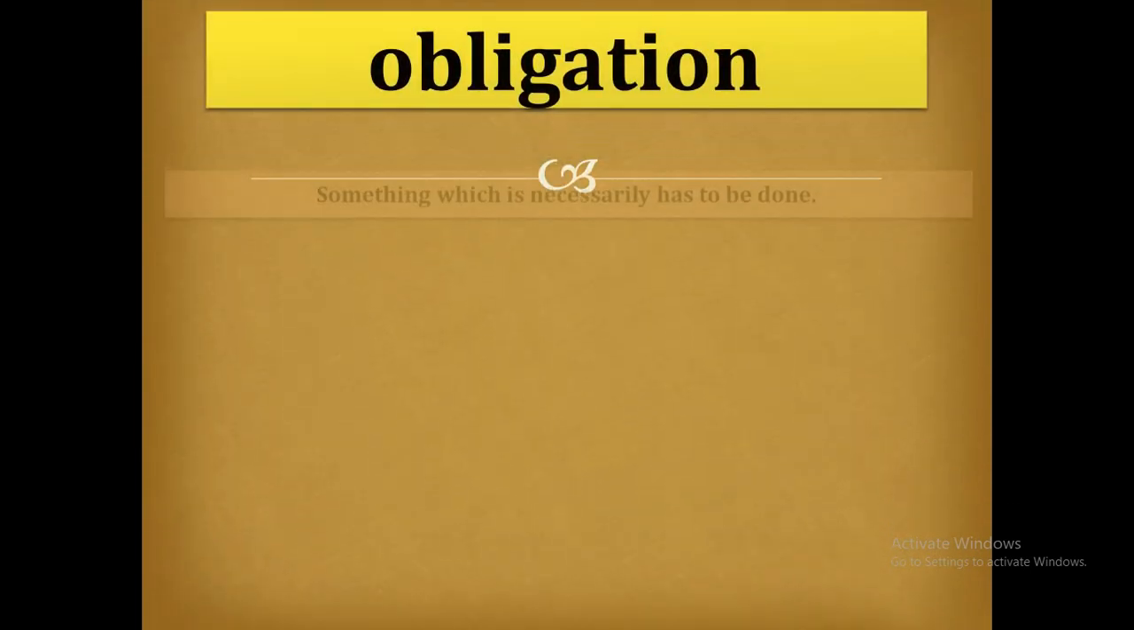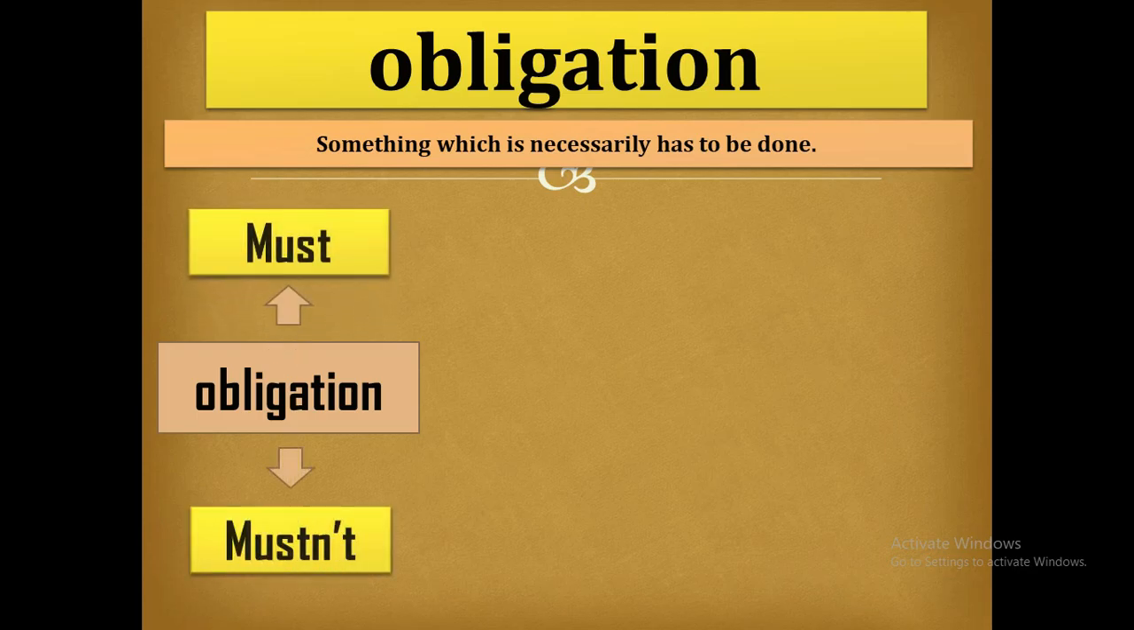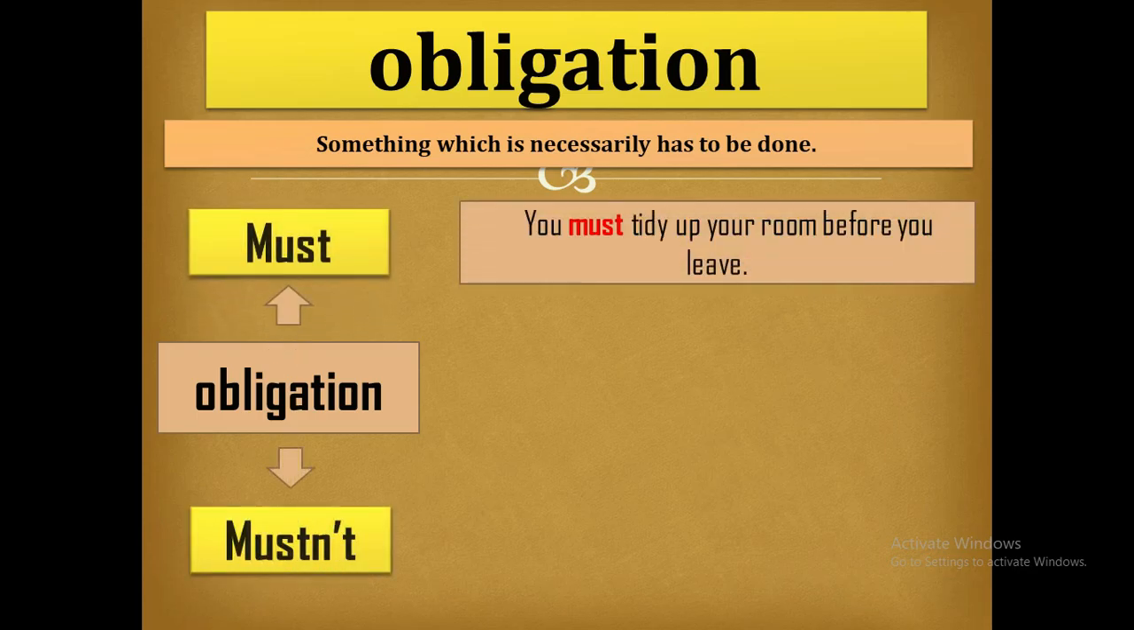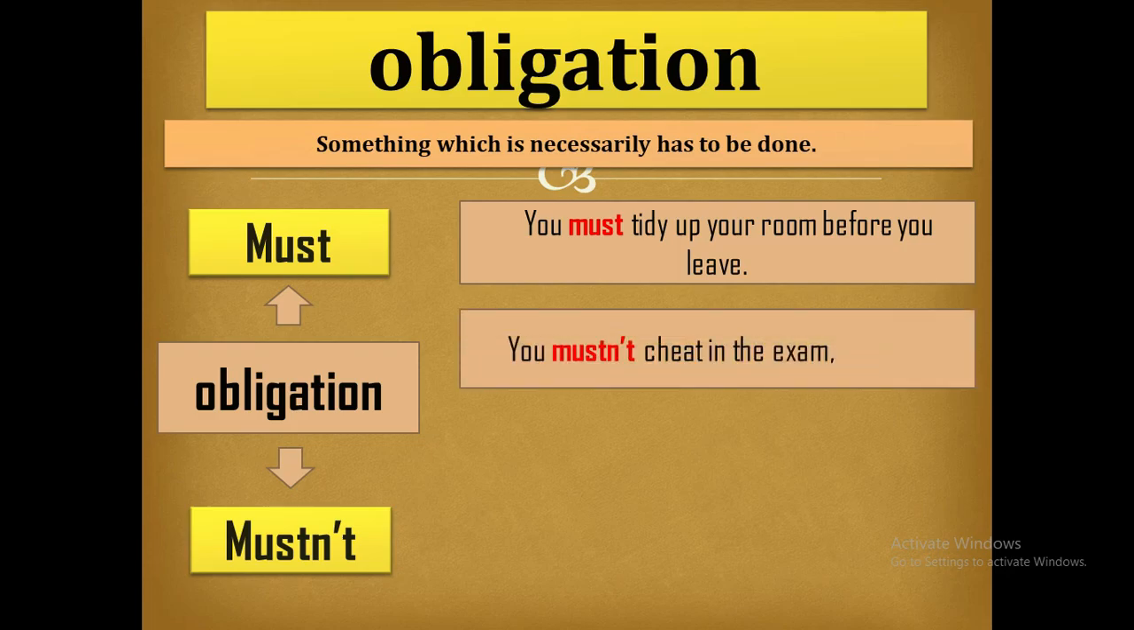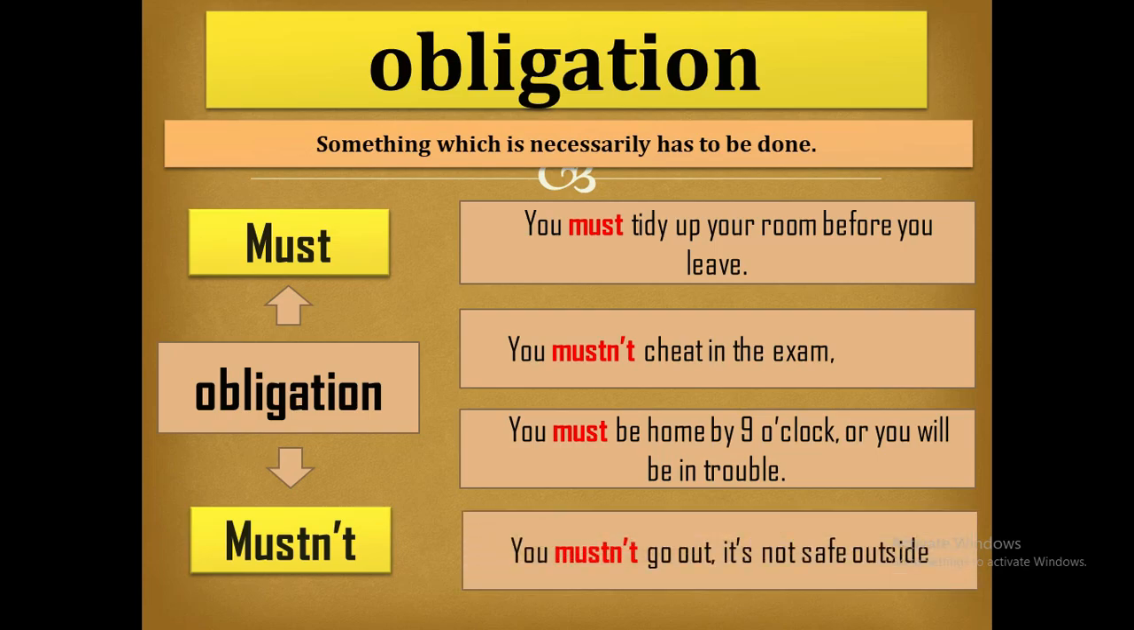Obligation. An obligation is something which necessarily has to be done. The terms we use to perform obligation are must and mustn't. Let's see these examples. You must tidy up your room before you leave. You mustn't cheat in the exam. You must be home by 9 o'clock or you will be in trouble. You mustn't go out. It's not safe outside.